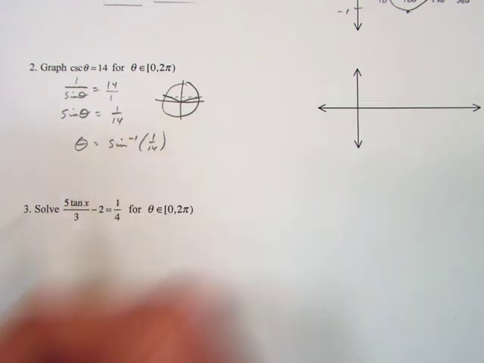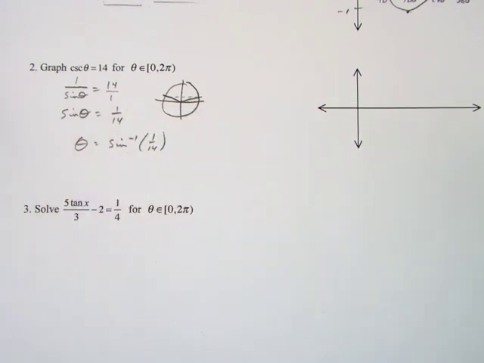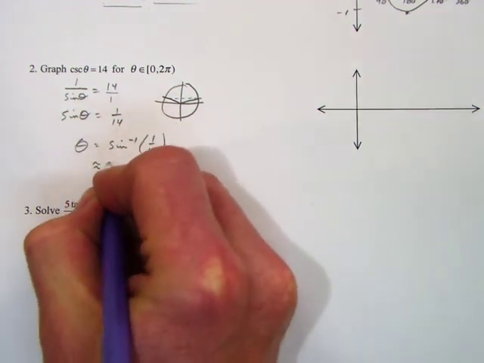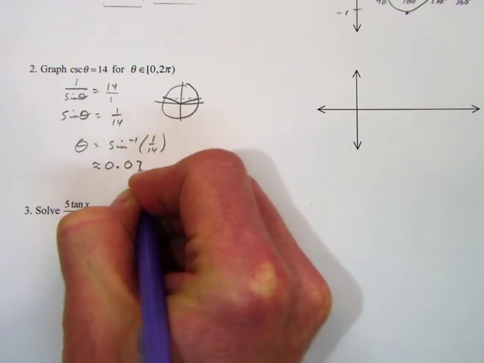And we get inverse sine of 1 divided by 14, 0.714, etc. So it's approximately 0.07.